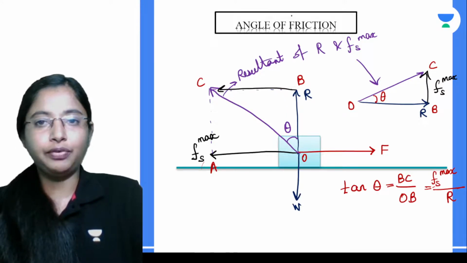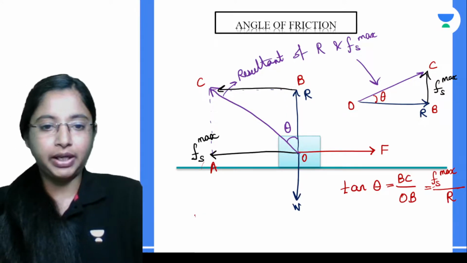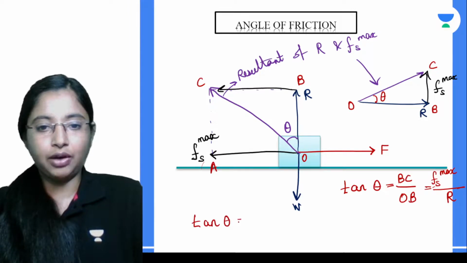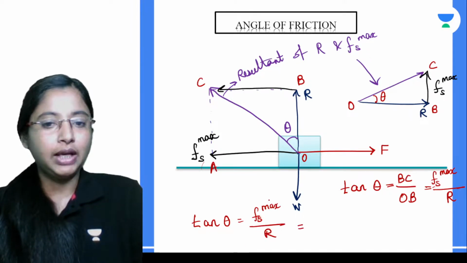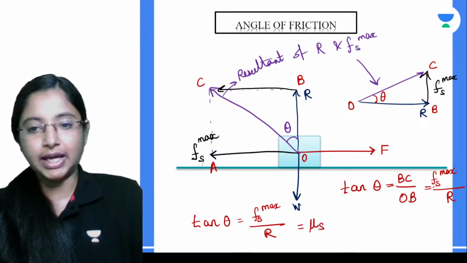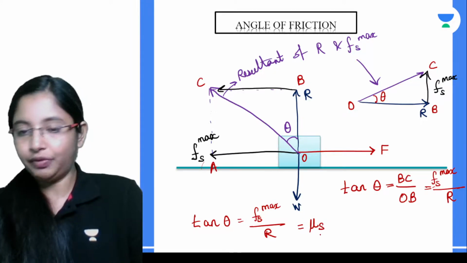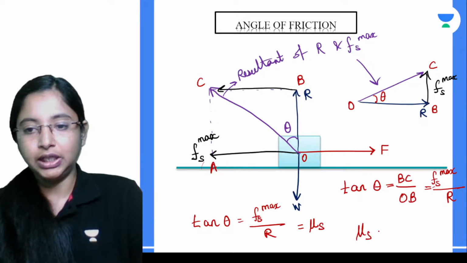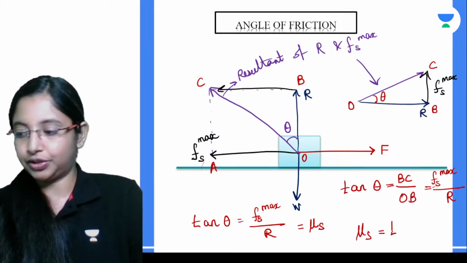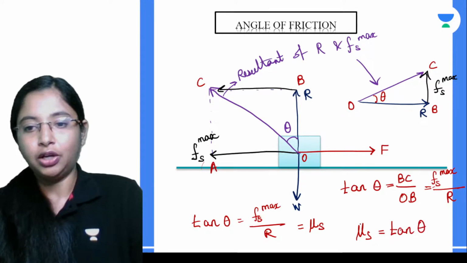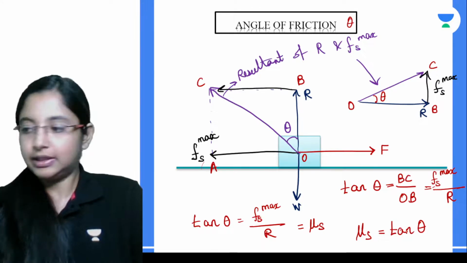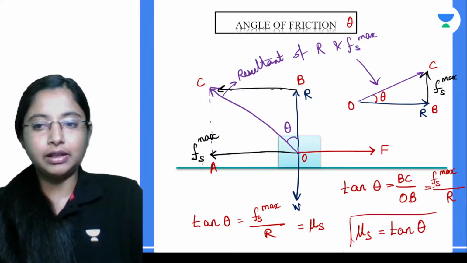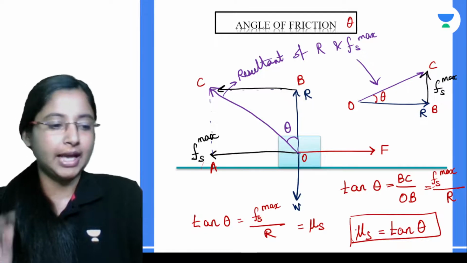Now if you take tan of the angle of friction, we get this value. So tan of the angle of friction gives us the maximum limiting friction by the normal reaction force. But this value is nothing but the coefficient of static friction. So from here we can say the coefficient of static friction mu s is equal to tan of the angle of friction, where theta is the angle of friction.